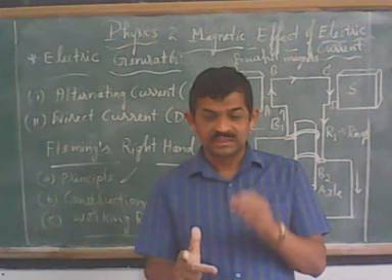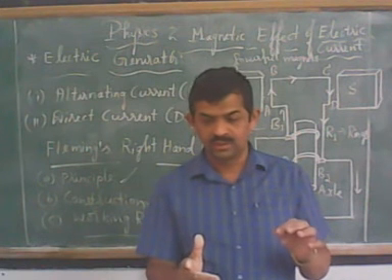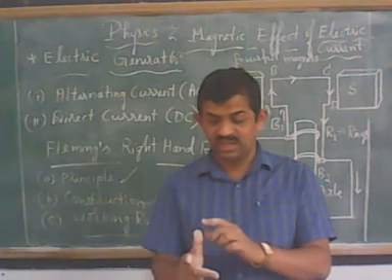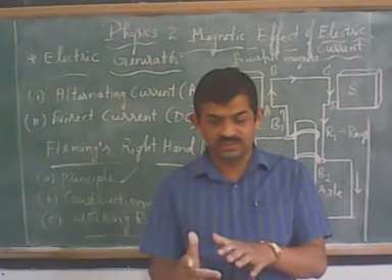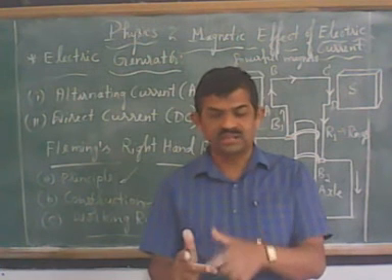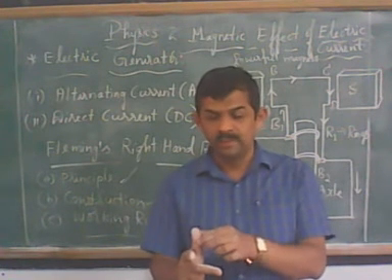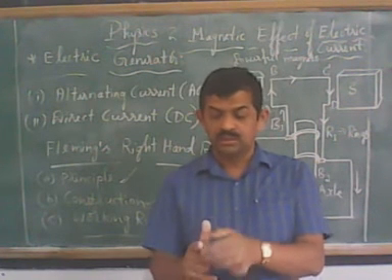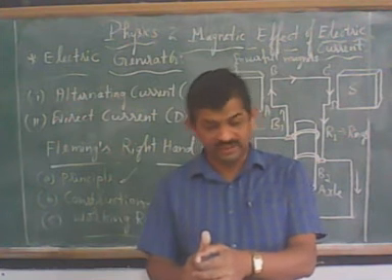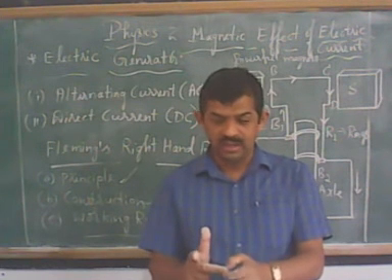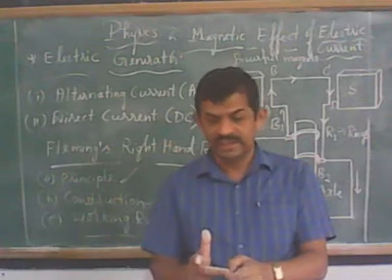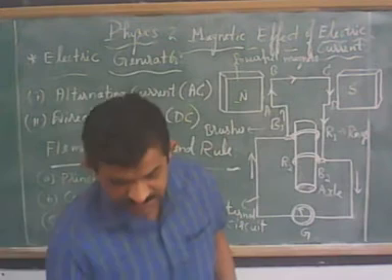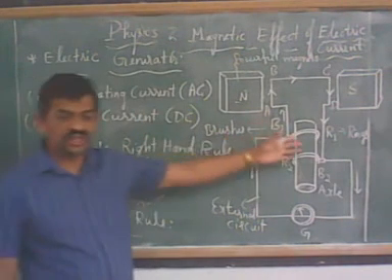Once again I repeat, the statement of Fleming's right hand rule. We take our right hand and stretch the first three fingers, thumb, forefinger and middle finger, perpendicular to each other. Then the thumb points the direction of movement of the conductor. The forefinger points the direction of the magnetic field. Then the middle finger shows the direction of flow of current. Okay, so this is nothing but the statement of Fleming's right hand rule, which is used in the electric generator.